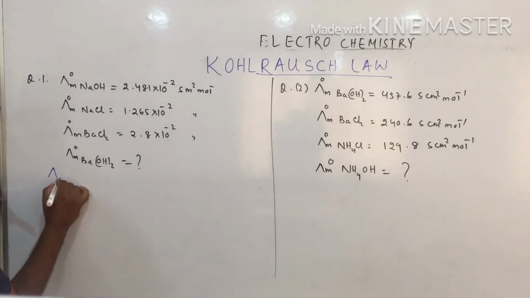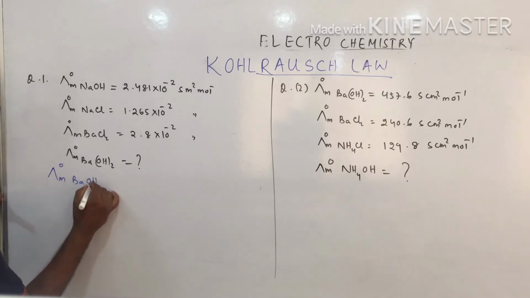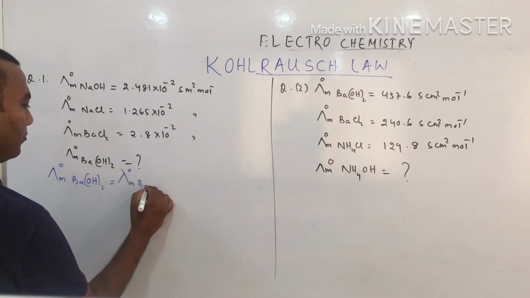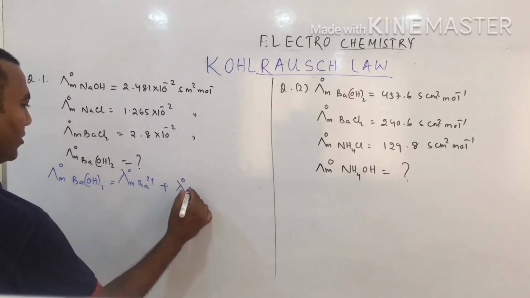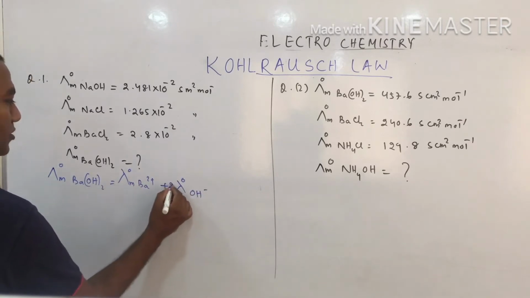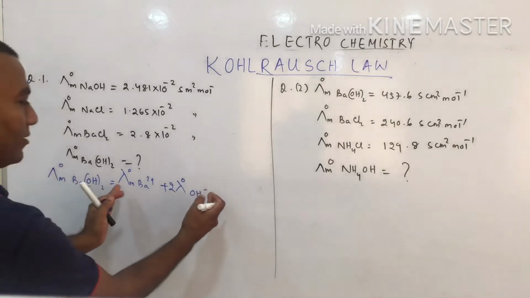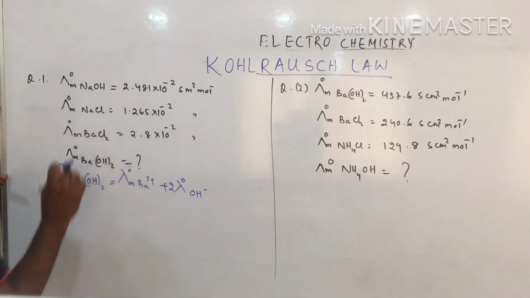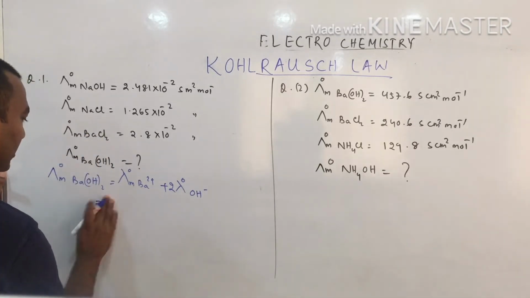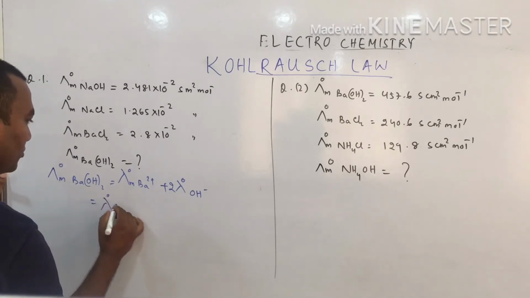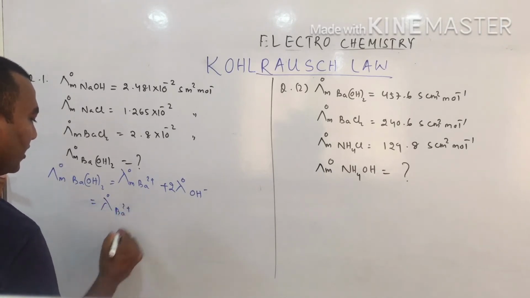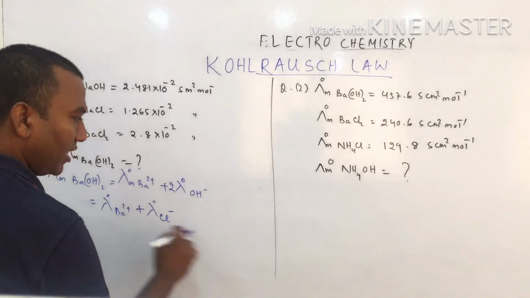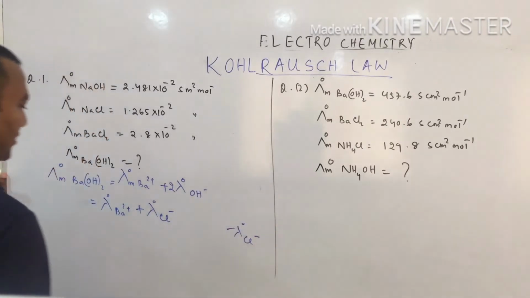So we know lambda m naught of Ba(OH)2 equals lambda m naught of Ba2+ plus lambda m naught of OH minus. How many OH? 2 OH minus. So how can you calculate this using the given data? Now see, here BaCl2 is given. That means we'll add lambda m naught of Cl minus to the lambda m naught of Ba2+ that was there. So if you add one Cl minus, you also subtract one Cl minus.